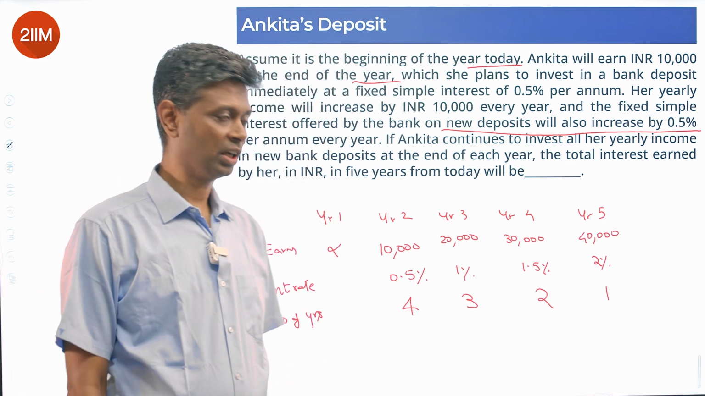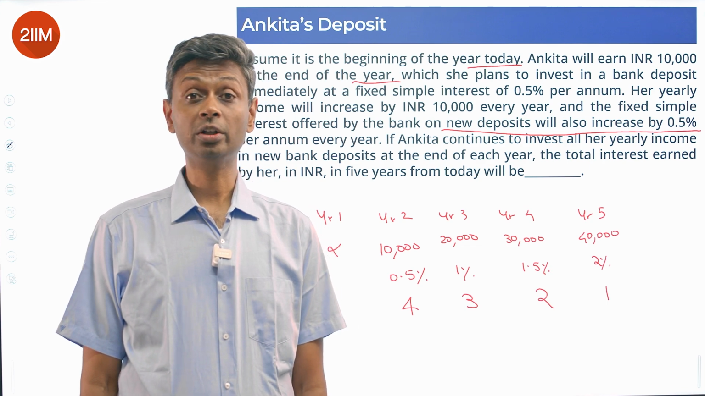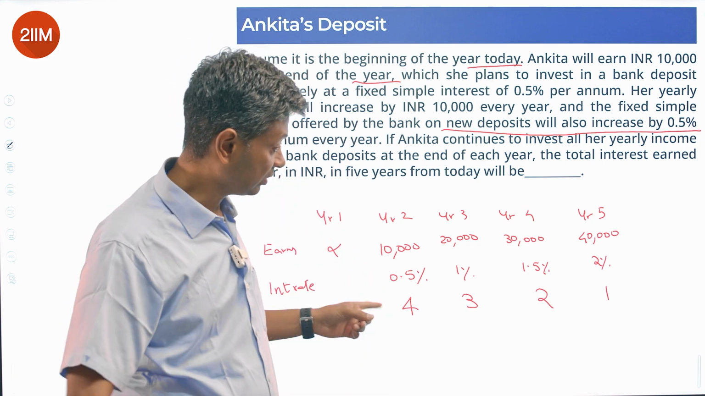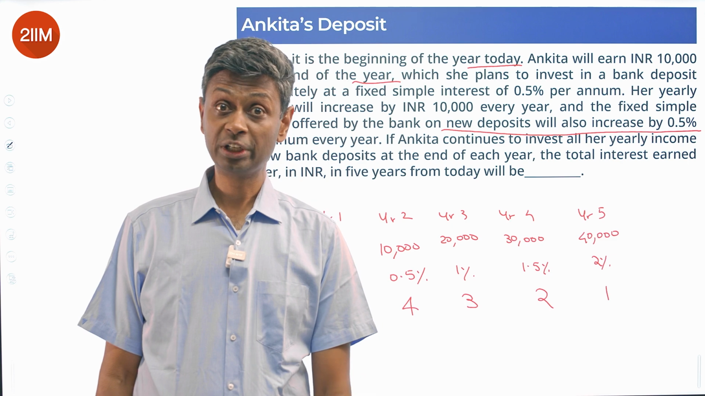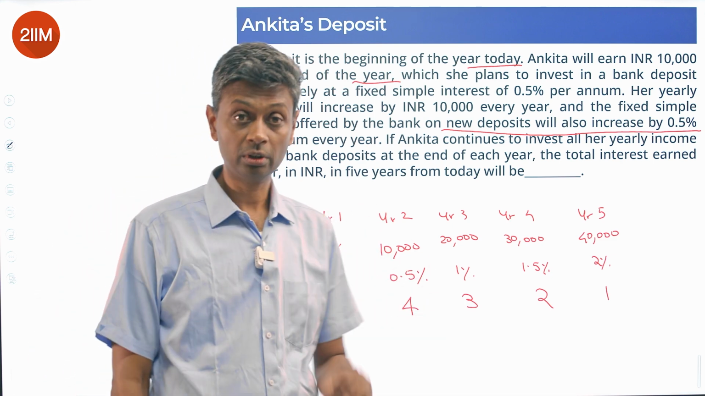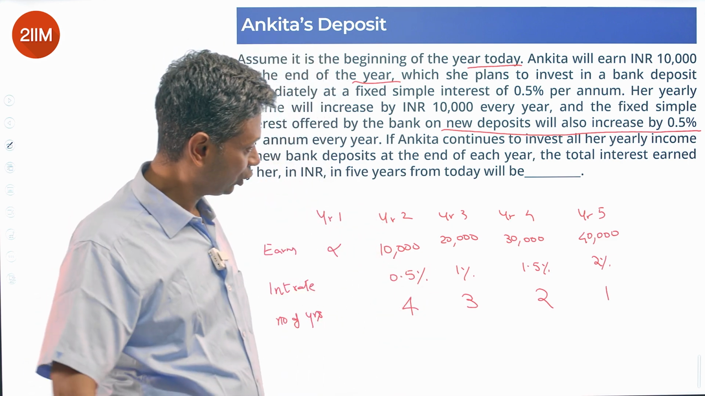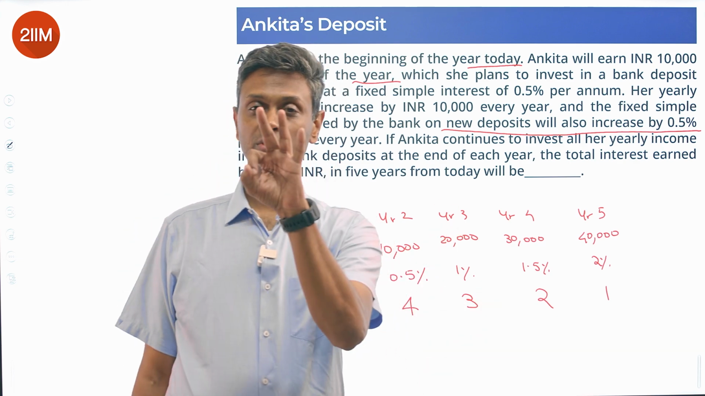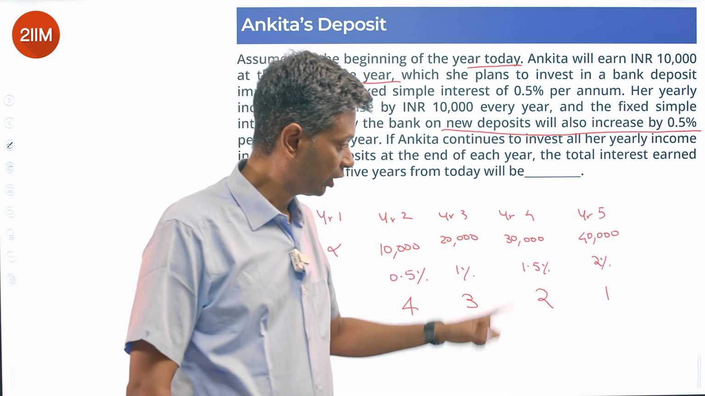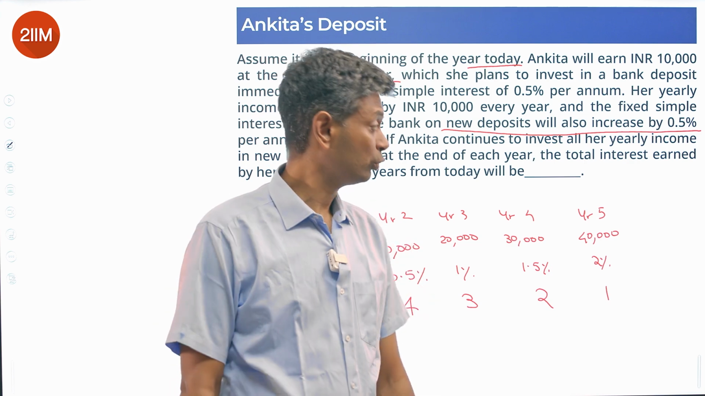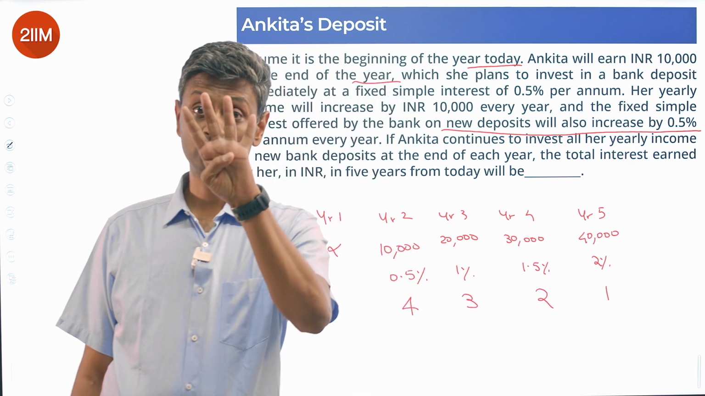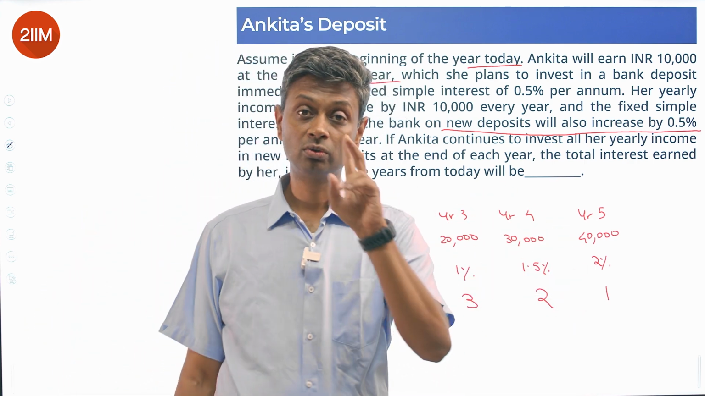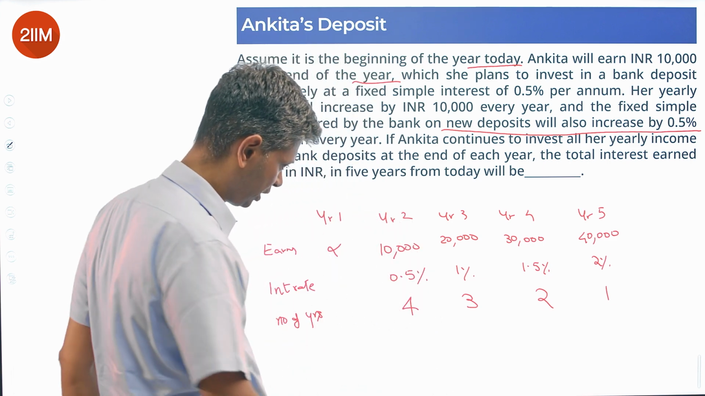It's almost like saying at the beginning of year 2, end of year 1, I put 10,000 for 4 years at 0.5%. End of year 2, beginning of year 3, I put 20,000 at 1% for 3 years. End of year 3, beginning of year 4, I put 30,000 for 2 years, rate of interest 1.5%. At the end of year 4, beginning of year 5, I put 40,000 at the rate of interest 2% for 1 year. What is the interest this will earn?